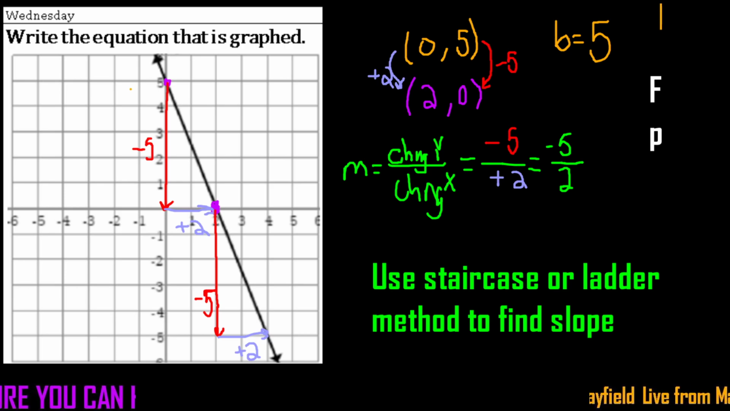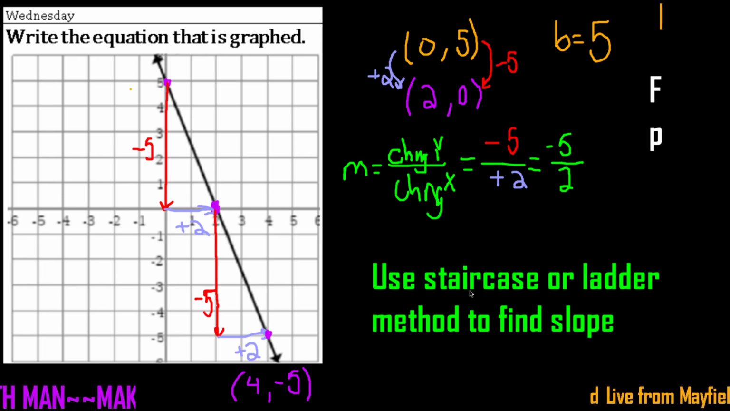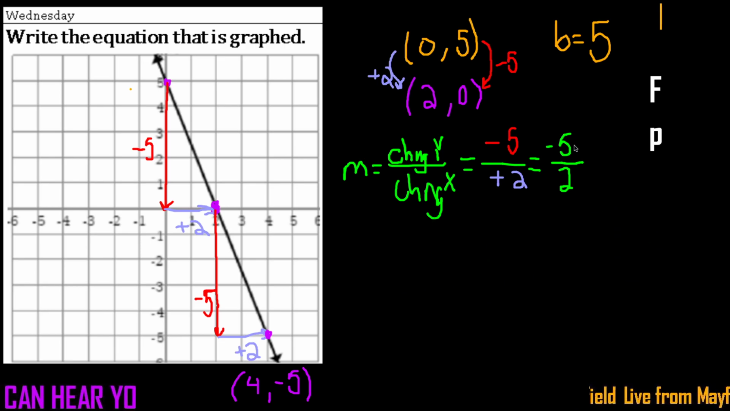And the reason why I'm doing that is you want to make sure you can check for that pattern. So I should be going through the ordered pair of 4 and -5. And we can check our equation in just a second here. So we said, all right, we have b, our y-intercept, we have our slope, which is -5 over 2, so we can write our equation.